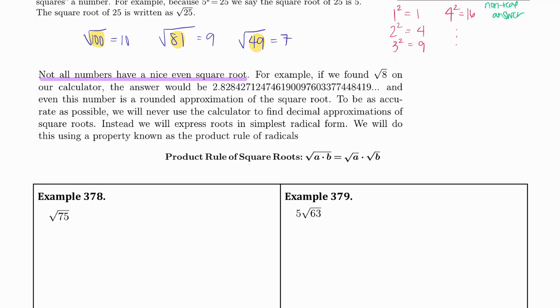So if we take the square root of 8 and we type that in our calculator, we're going to get this really, really long decimal. Your calculator probably won't give you that many decimals because it's not big enough. And that's a rounded approximation. That is not an exact answer. So usually when we're working with square roots, we want to be as accurate as possible. So we're not going to use the calculator to find the decimal approximation. We're going to learn how to rewrite our radicals in simplest radical form.